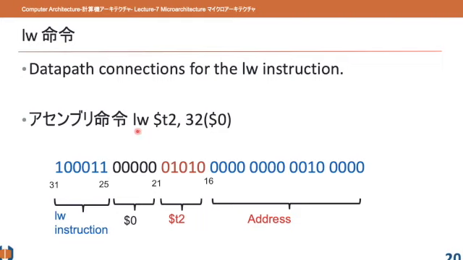If you make this instruction a 32-bit MIPS binary, you will get this value. Okay, this is the offset, the immediate part of the instruction, this is the number of register T2, this is the number of register 0, and this is the opcode for load word.